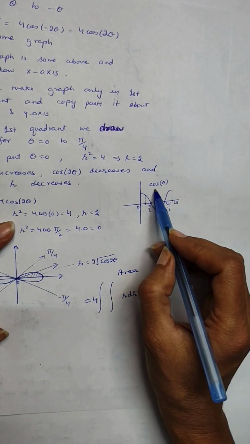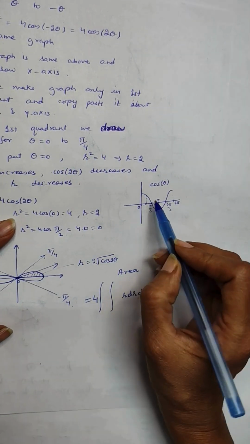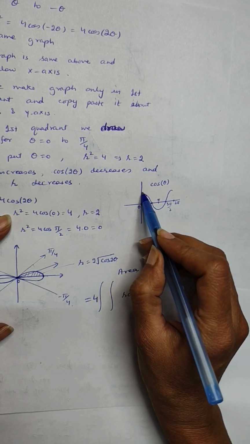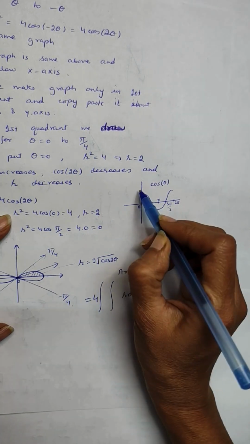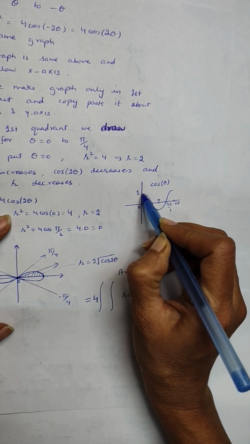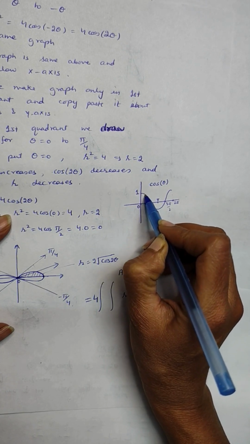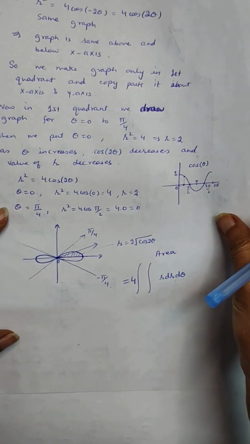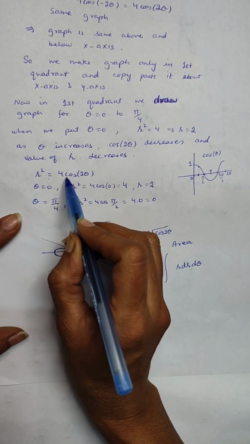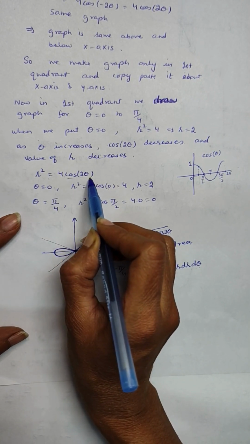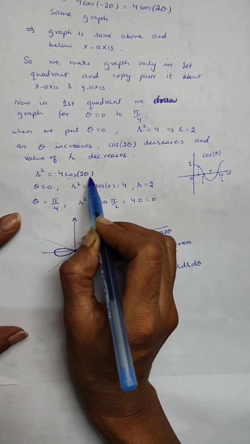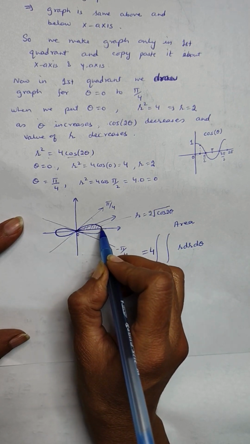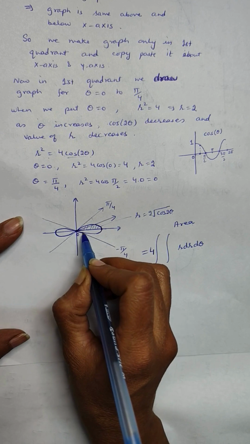So let's look at values of cos theta in the interval 0 to 2 pi. When theta changes from 0 to pi by 4, the cos theta values are decreasing from 1. So the cos theta value is decreasing, so cos 2 theta is also decreasing. That means r square is 4 into a decreasing function, so the r value is also going to decrease.